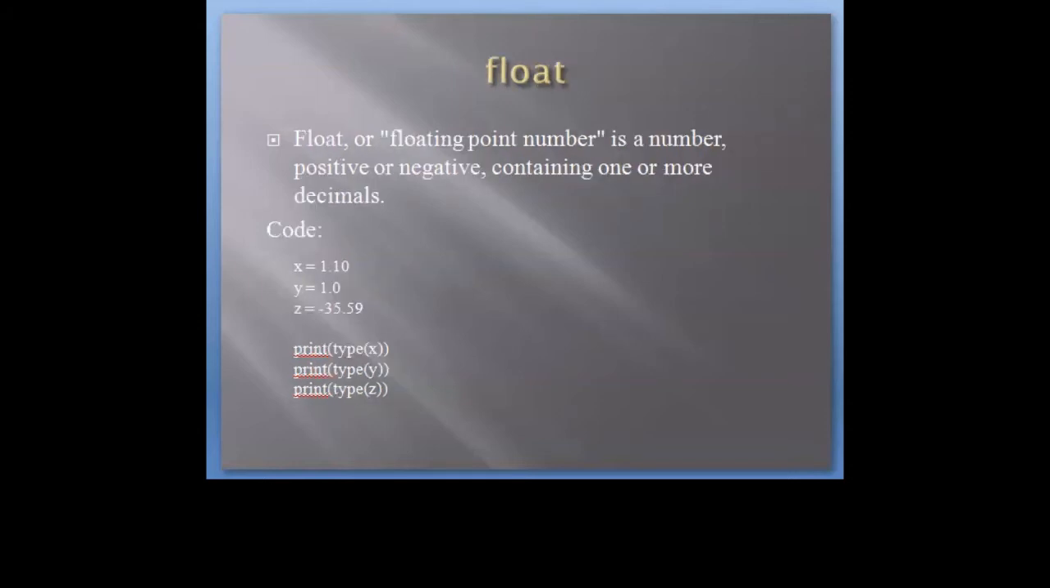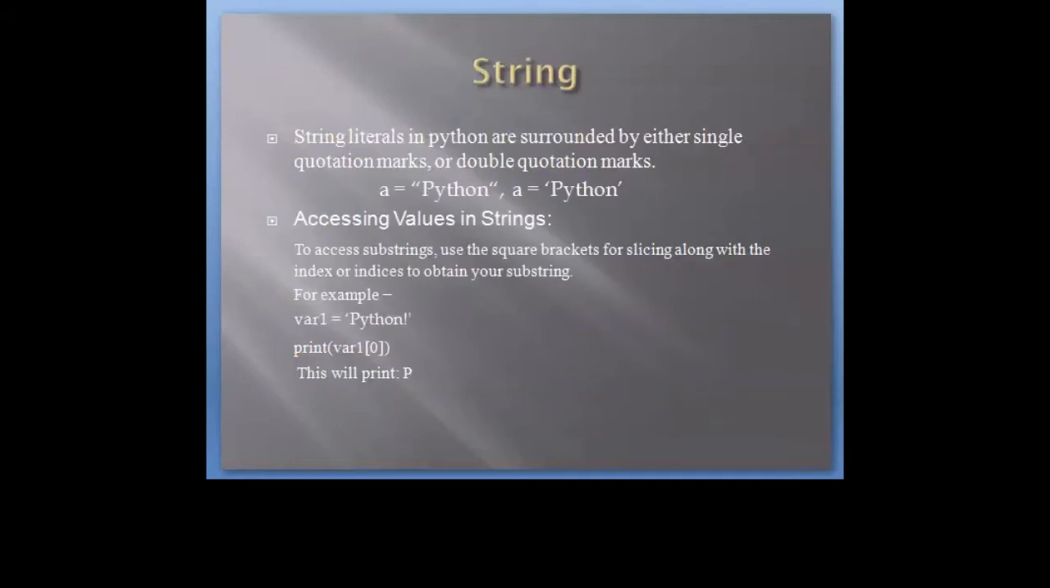Okay, moving on to the next: float, or floating point number, is a number, positive or negative, containing one or more decimals. Simply, it's a decimal number, just like x equal to 1.10, y is equal to 1.0, z is equal to minus 35.59. And if we use the type function for this, we will get the answer as float. Okay, so a floating number is just a positive or negative number containing one or more decimals.